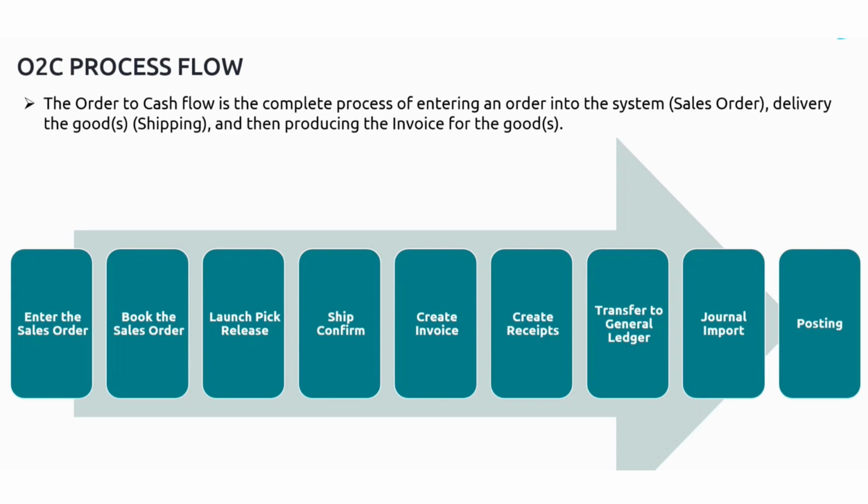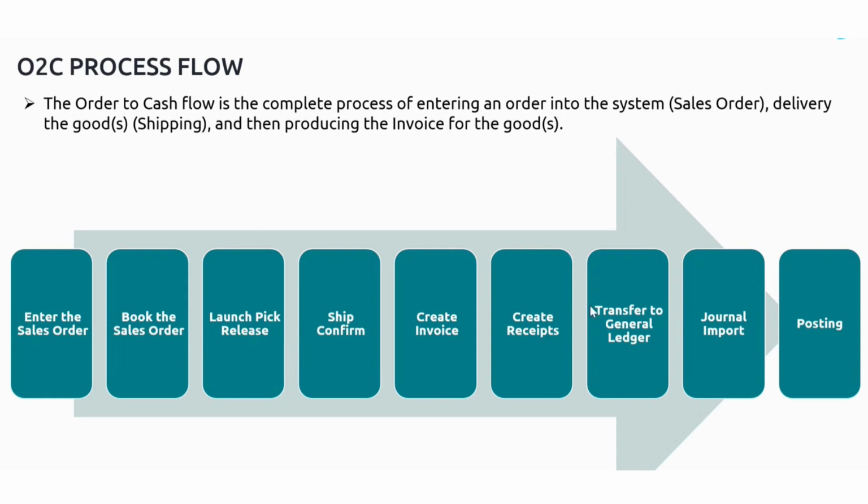So basically, there are different modules in Oracle apps. The first 4 steps are handled in order management. Create invoice and create receipts are handled in AR, and transfer to general ledger, journal import and posting are handled in general ledger. So there are 3 modules basically involved in the generic O2C process. There are different types of O2C process flows, but if we talk about the generic process flow, where if you place an order, you already have that item available in your warehouses, then it will follow the normal cycle.